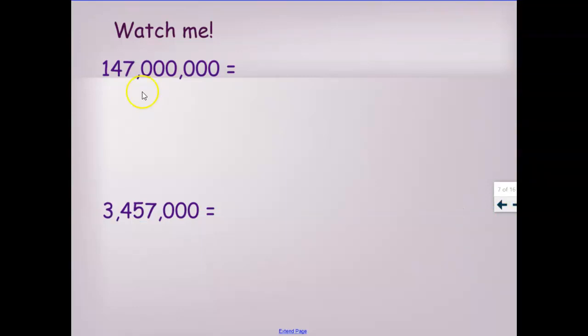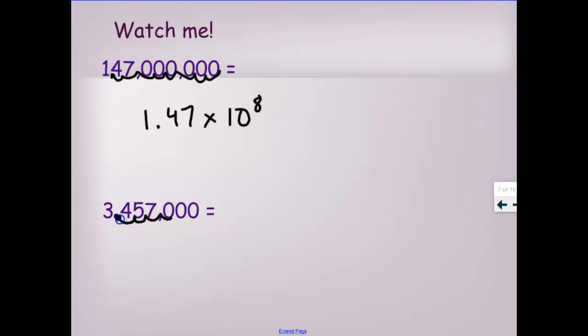Okay, let me give it a try. All right, step 1, I stick it after the first non-zero digit. Step 2, I count 1, 2, 3, 4, 5, 6, 7, 8. And this is a big number, so I know I have a positive exponent. All right, so I am left with 1.47 as my factor. I moved 8 spaces, so I'm going to go with 10 to the 8th power. This one right here, I'm going to park that decimal after the first non-zero digit.